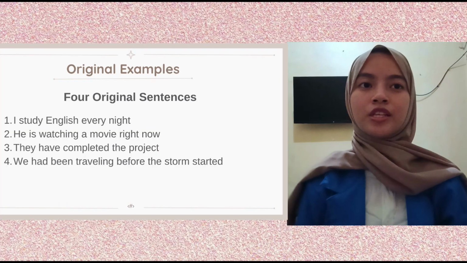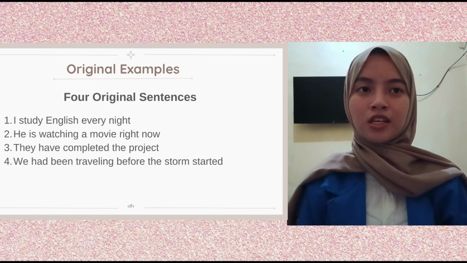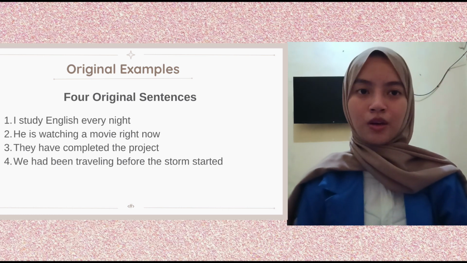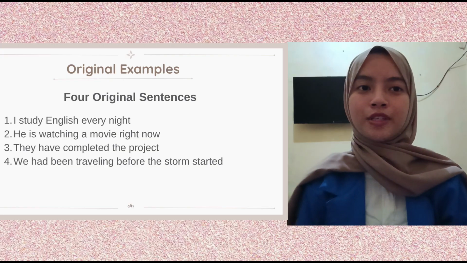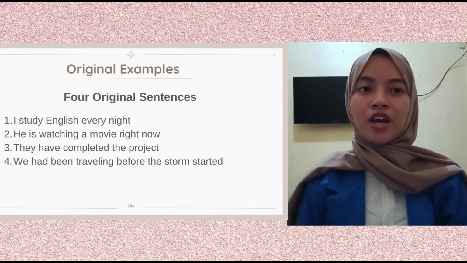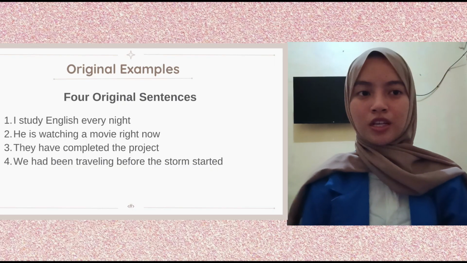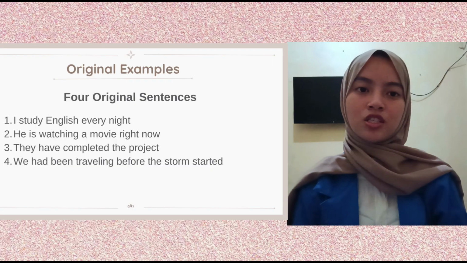Here are four example sentences. The first one is, I study English every night. He is watching a movie right now. They have completed the project. We had been traveling before the storm started. These examples represent different tense and aspect forms in English.